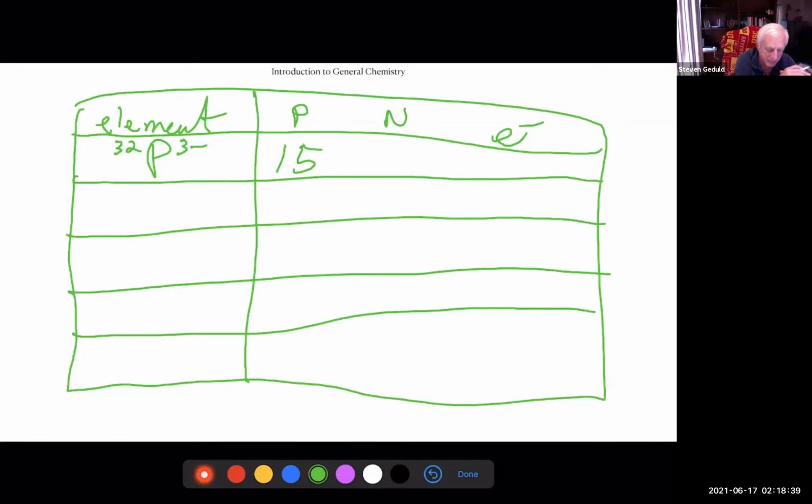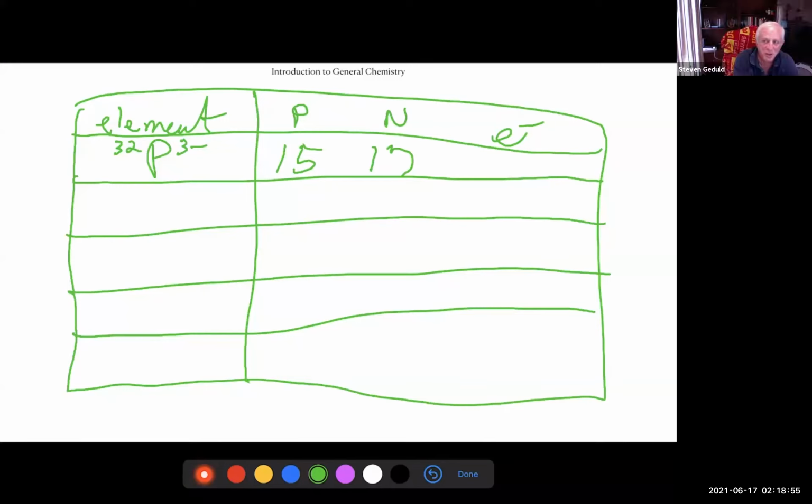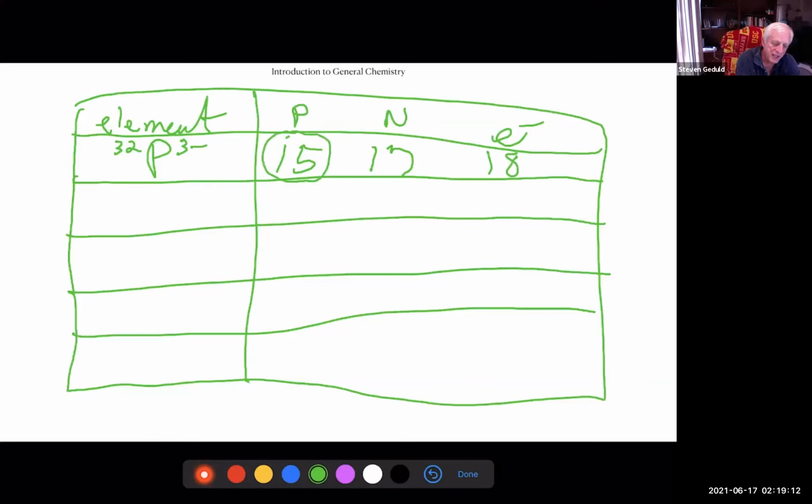How many neutrons do we have? 17. Because our protons plus our neutrons has to equal 32. Okay. How many electrons do we have? 35. No, careful, you're using the wrong number. Remember, you're adding the neutrons in there. 18. It'd be 18, because you have 15 protons here and you have 3 more than that. The neutrons count towards mass. The electrons count towards charge.